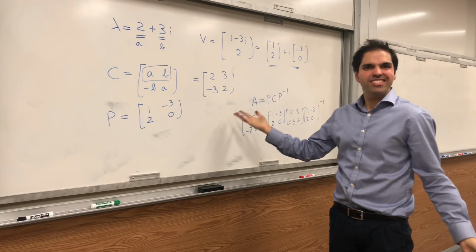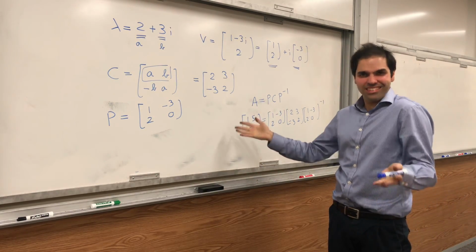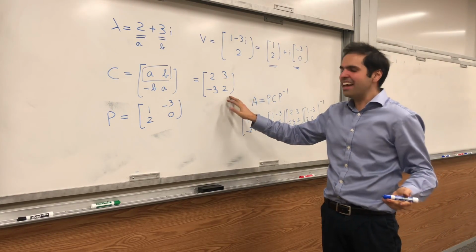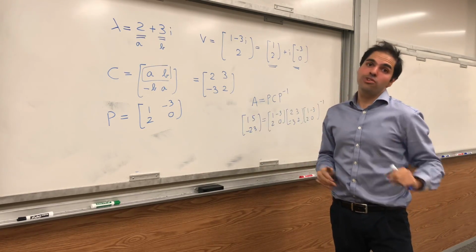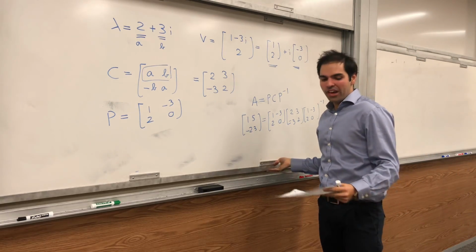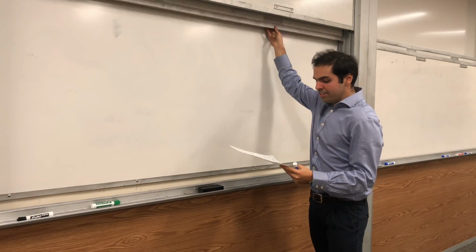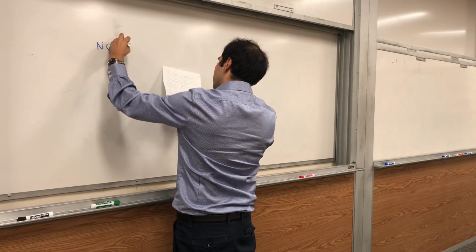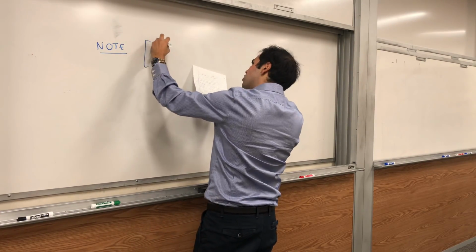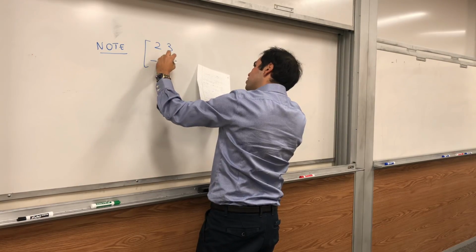So you do get A is a product of 3 matrices, and you might say, well, that's not very interesting. Ideally, we would like the middle matrix to be diagonal. Well, even though it's not diagonal, it's still super interesting. And let me tell you how it's related. So notice, take this matrix 2, 3, minus 3, 2.